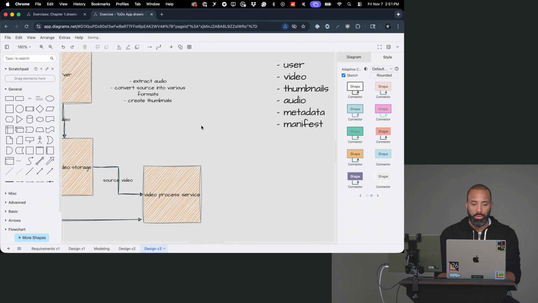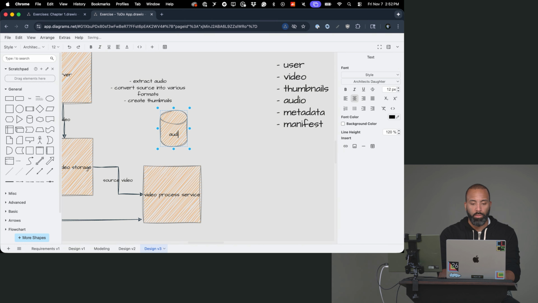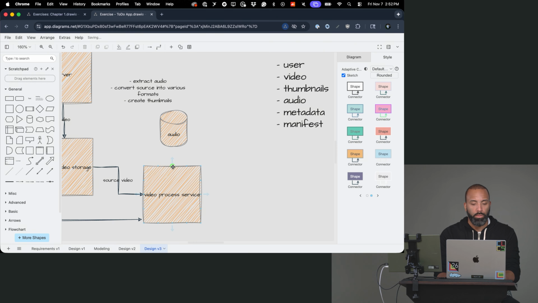Could have kind of a mediator service that handles the initial upload, when it gets the original video, and then passes that to the other services that maybe handle audio. It looks like that's what we'll be going with. We could have the video process do that. And then we could just say the video process service is converting into various formats. Does that make sense though?